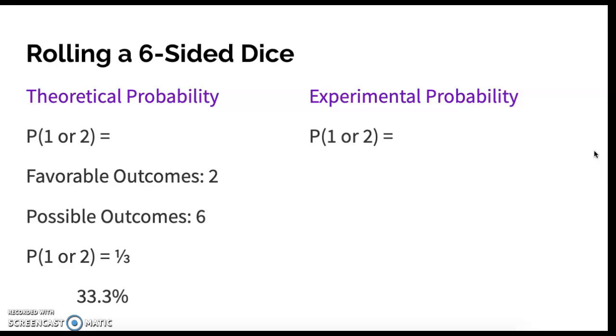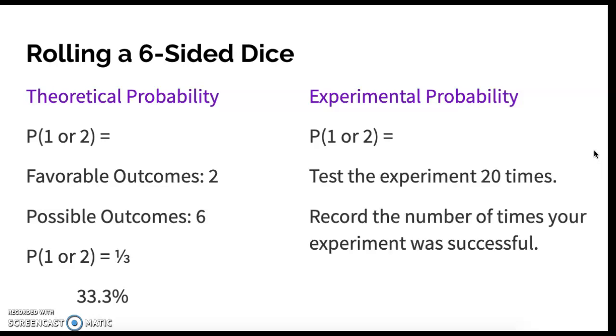What's the probability of rolling a 1 or a 2? You're again going to roll your dice 20 times and record how many times it was successful. So how many times did you roll either a 1 or a 2? Versus how many times was it unsuccessful? How many times did you roll a 3, 4, 5, or 6? Keep track of that in your T-chart and then write your probability. Go ahead and pause and do so.